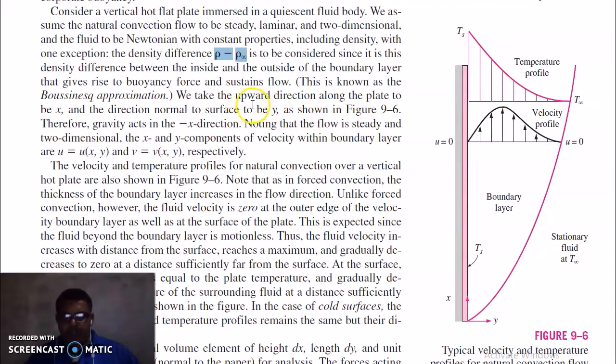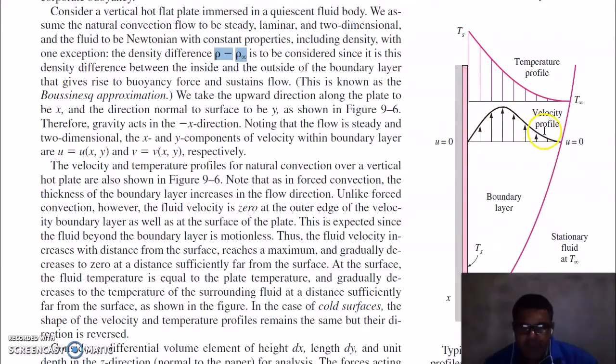So we take the upward direction along the plate to be x, and the direction normal to the surface to be y. Therefore gravity acts in the x direction. Noting that the flow is steady and two-dimensional, the x and y components of velocity within the boundary layer are u = u(x,y) and v = v(x,y).